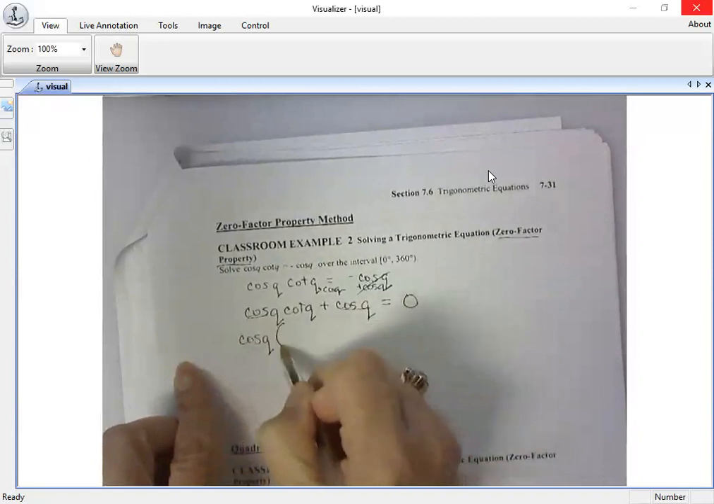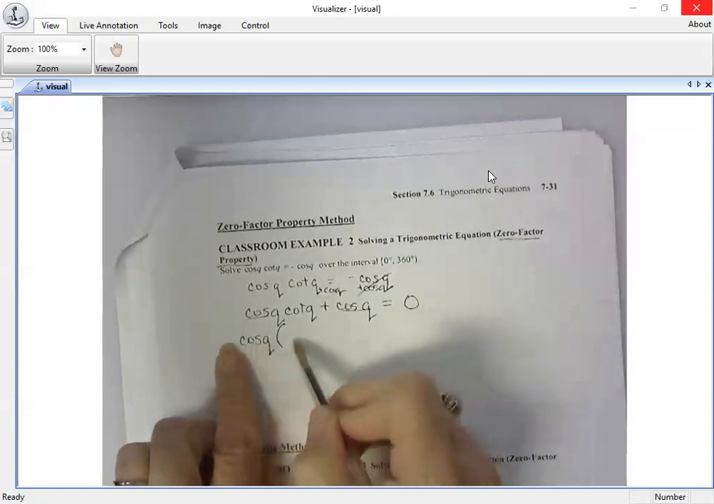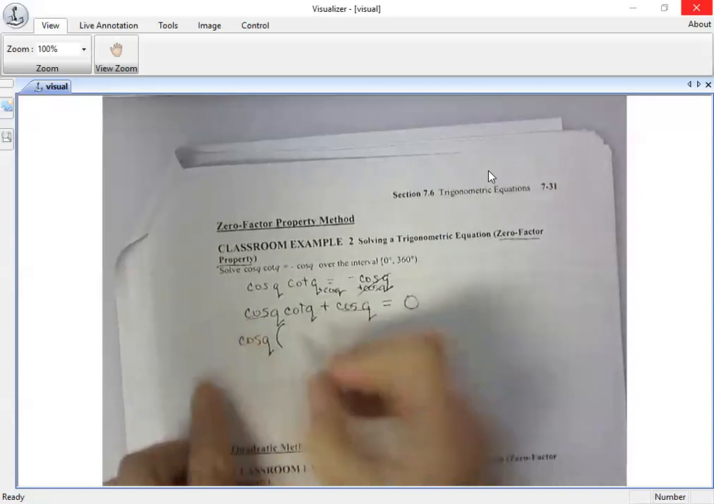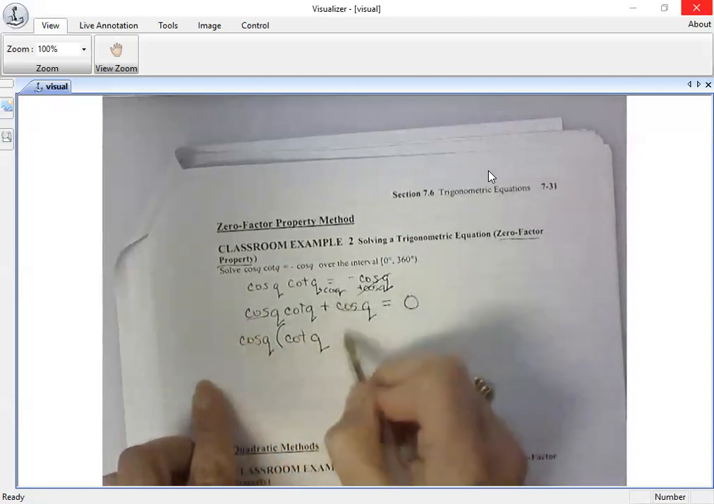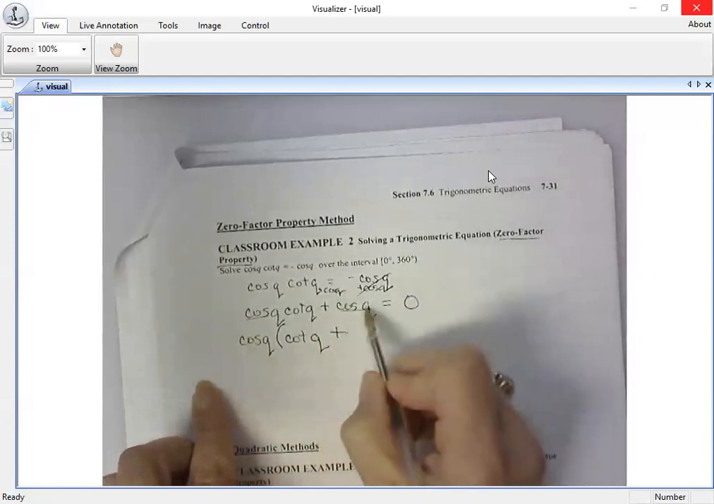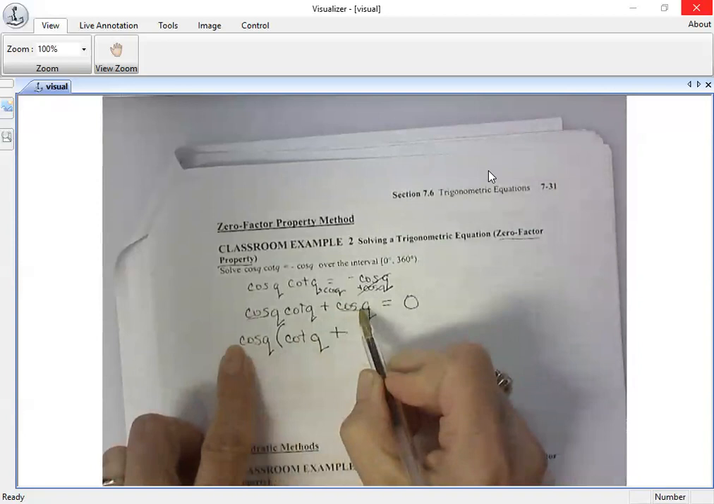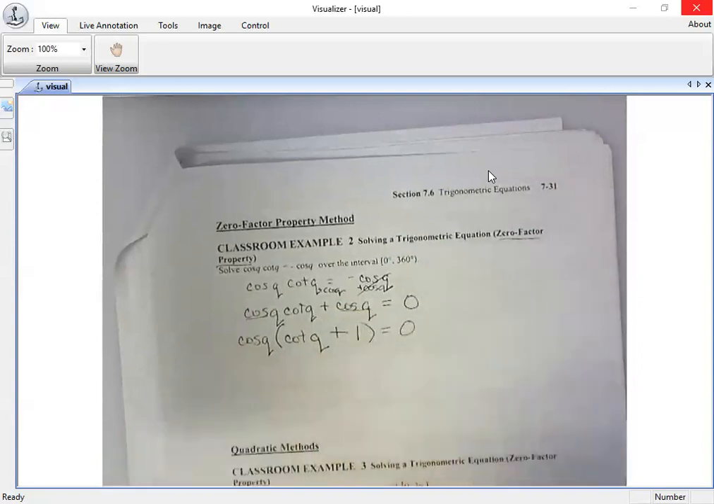If I do that, this is like backwards distributive property. Cosine of angle Q times what gives me back this first term? Cotangent of Q. Good. Don't forget the plus sign. And to get the second term, cosine of angle Q times what gives me the cosine of angle Q? 1. Okay, does that make sense?